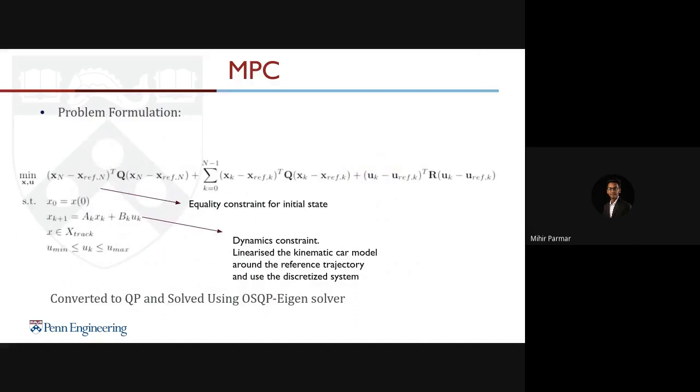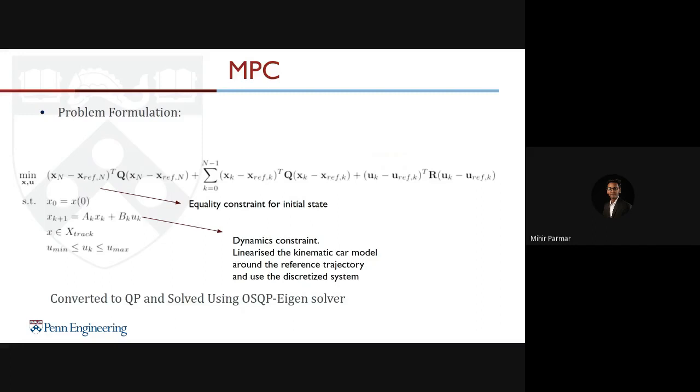So once we have the reference trajectory, we define the MPC cost as the deviation from the reference trajectory as well as the inputs. And to fix the constraints, the initial state should be the same as the current state, and we had linearized the kinematic car model around the reference trajectory, and we were using the discretized system of that.